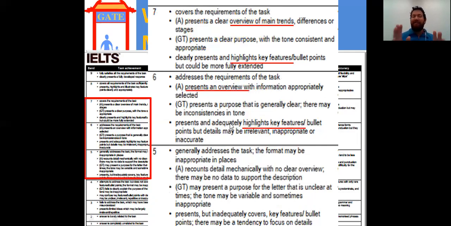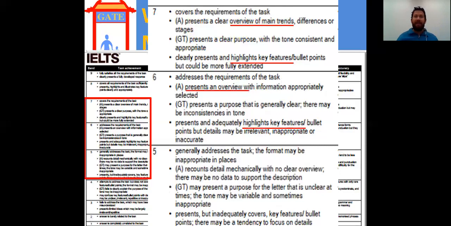Adequately means you've done enough. You know, you've done the job. You've basically mentioned, you've said the actual key features, the main features. Not more. You maybe haven't extended them. They might be a little bit wrong, but you've mentioned them. You've said the key features. You get a 6, as easy as that.